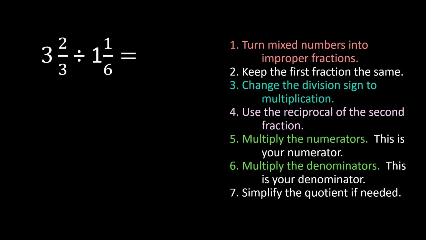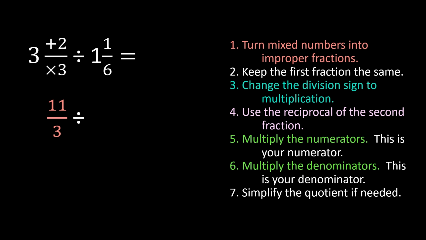In this example, we have 3 and 2/3 divided by 1 and 1/6, so two mixed numbers. In order to do our division, these mixed numbers have to be turned into improper fractions. And we do that by multiplying our denominator times our whole number and then adding the numerator. So 3 times 3 is 9, plus 2 more is 11. So 11 becomes our numerator, and our denominator of 3 remains the same.